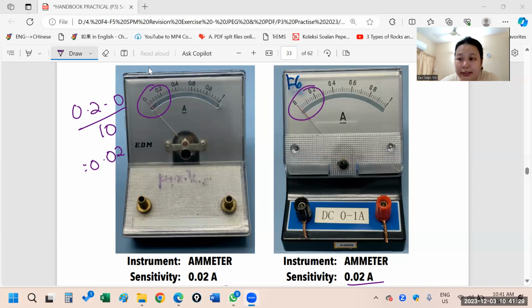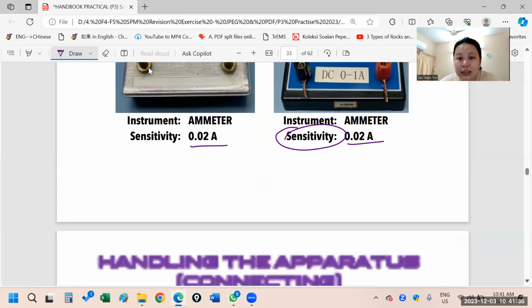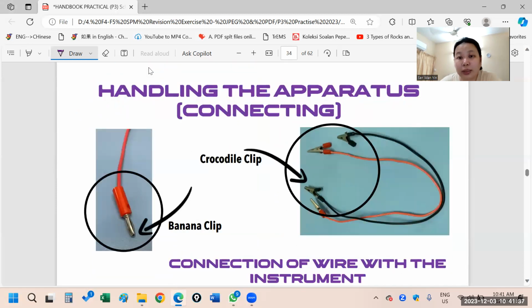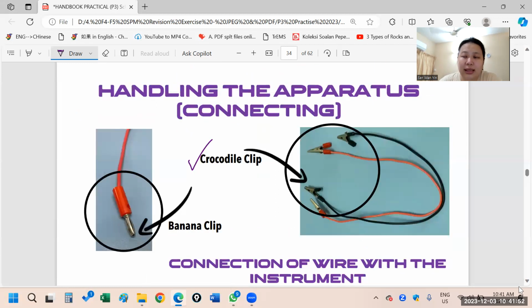Yeah, very good, Darren. So now you know how to get the sensitivity, huh? Just minus and divide by how many divisions. Okay, you will get the connection for crocodile clip and banana clip. But I think in our school all are crocodile clips. Most of them, okay, banana clip.